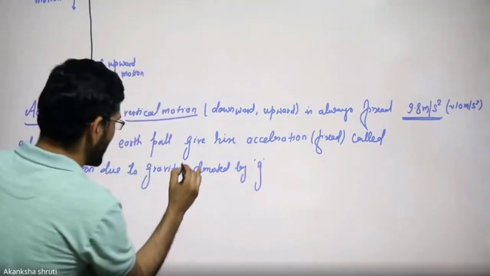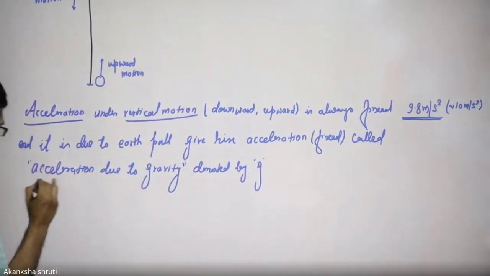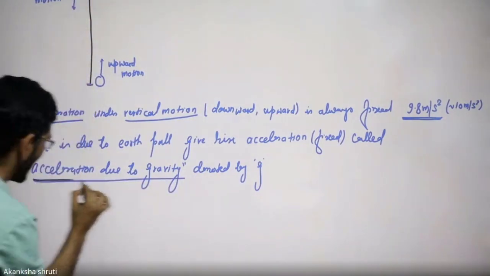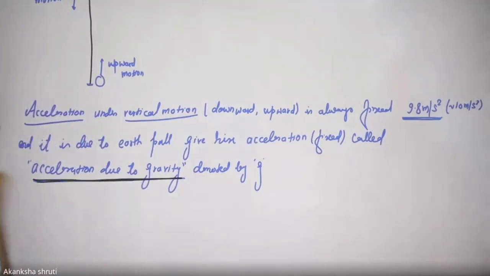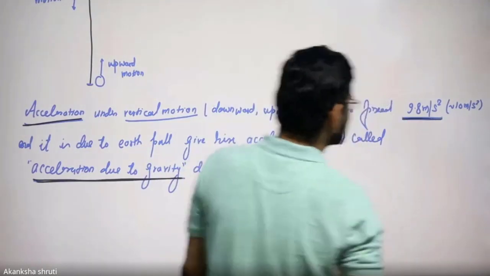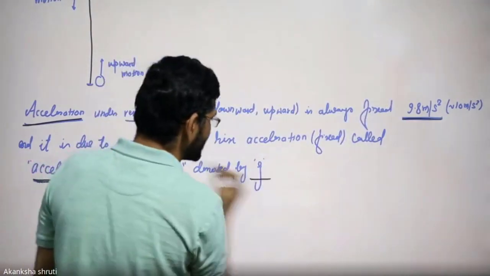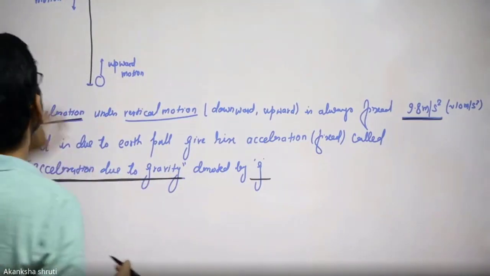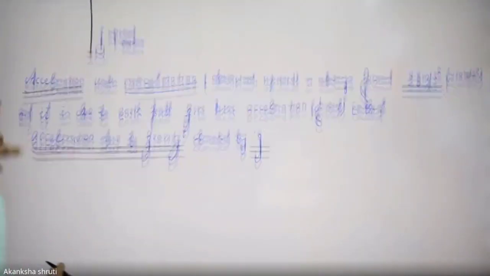Students, keep in mind, for vertical motion we will use the term acceleration due to gravity, and its value is always 9.8 meters per second squared, denoted by g. I am talking regarding the acceleration. Now, the story starts from here.